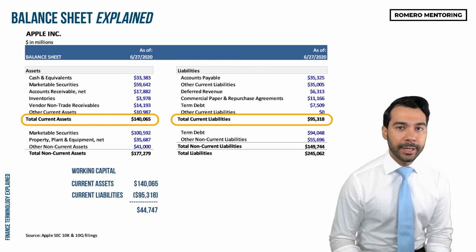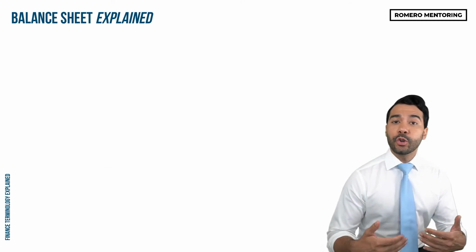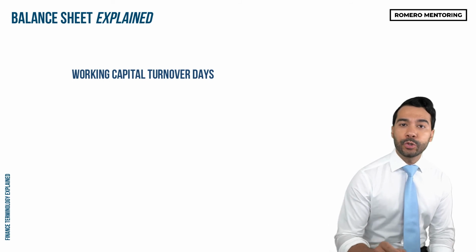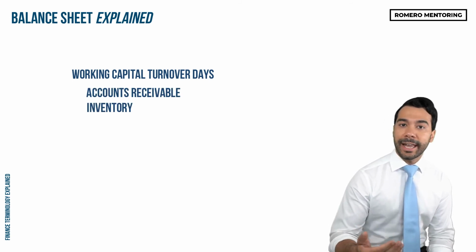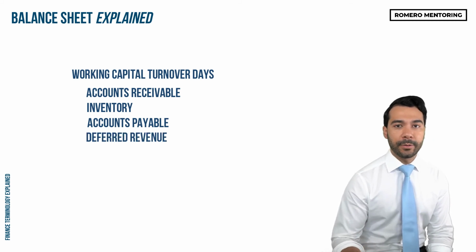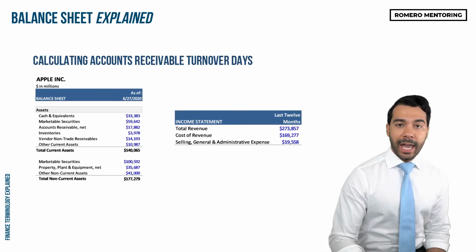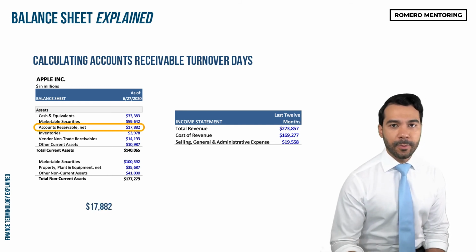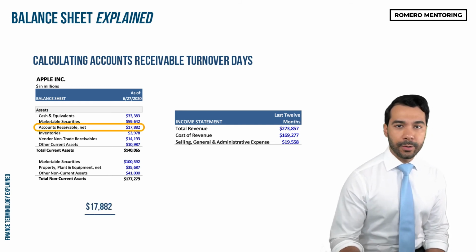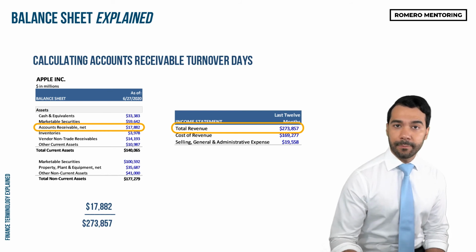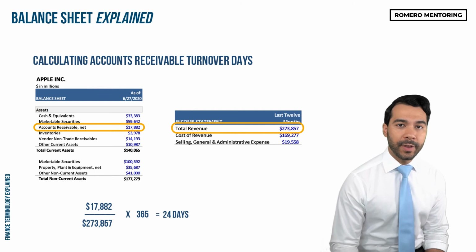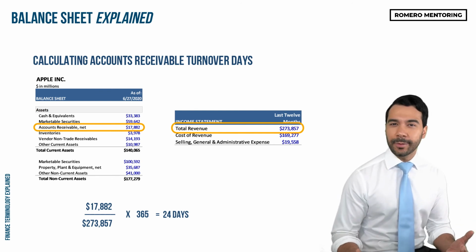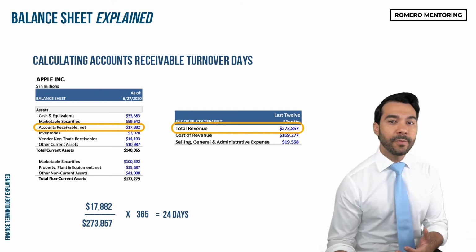their current liability obligations. Now, let's also calculate our working capital turnover days for accounts receivable, inventory, accounts payable, and deferred revenue. For the accounts receivable side, if we calculate our accounts receivable turnover days, taking accounts receivable divided by their revenues on an LTM basis times 365, we will arrive at 24 days. In other words, it takes Apple approximately 24 days to convert their receivables into cash.